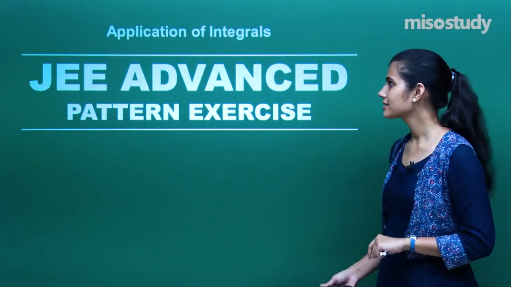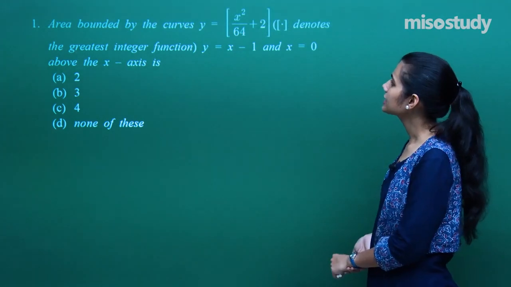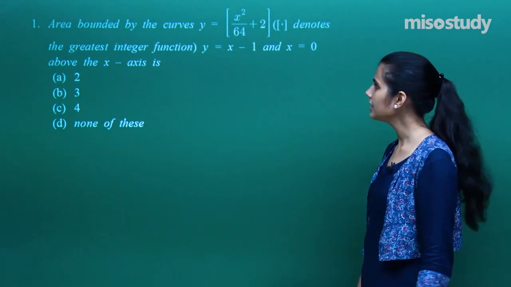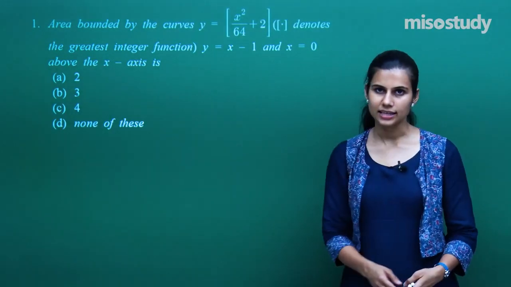Okay guys, let's begin the discussion over the questions. The first one is talking about area bounded by this curve where this symbol is denoting the greatest integer function. You know what does it mean, and y equals x minus 1 and x equals 0 and above the x-axis.